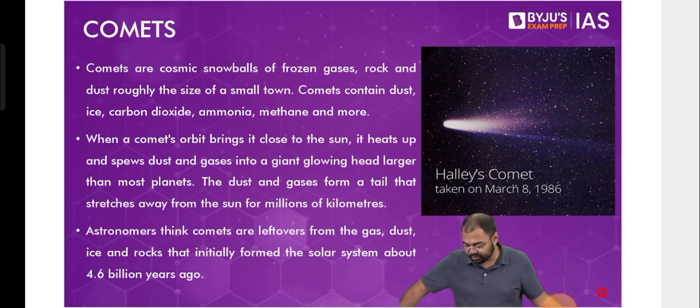Haumea has an egg shape, is it still a dwarf planet? Yes. When we say sphere, it need not be a perfect sphere all the time. Even then, we will be able to call it a planet.